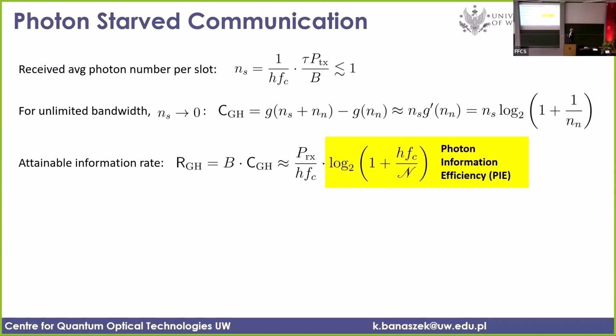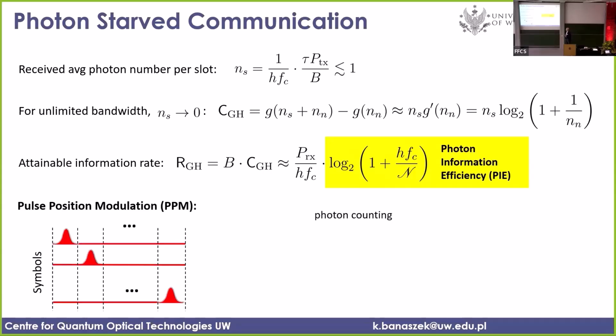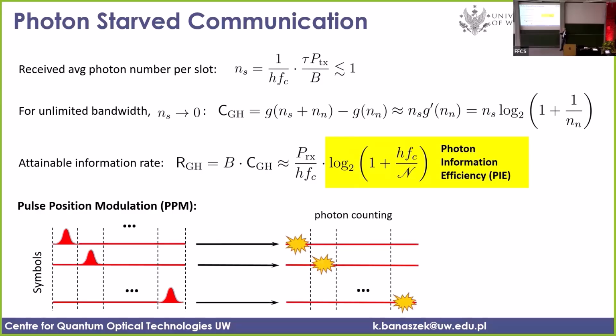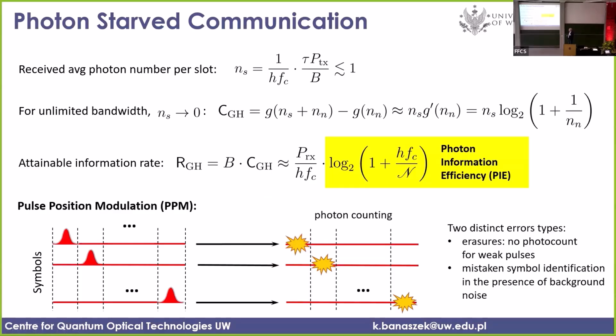Oh, okay. So how to do this in practice? There is a modulation format that has been well known for years. Namely, we take a single light pulse and put it in a number of otherwise empty slots. And even if we have a very weak light pulse, it is enough that it generates just one photo count to recover this information. Of course, bad things may happen, because if the pulse is very weak, it may not generate a photo count at all, and then we are dealing with erasures. Or if we have background noise, it may generate a photo count in the wrong place.